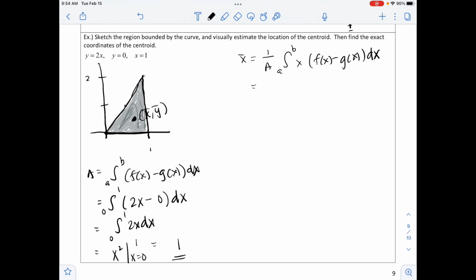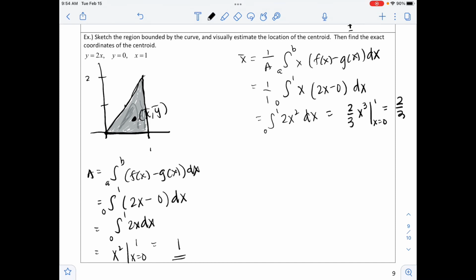So x bar, again, is equal to 1 over A. We just found A to be 1. And then we have the integral from 0 to 1 of x times 2x minus 0. We just did that down below. And simplifying this, we have the integral from 0 to 1 of 2x squared dx. And then integrating this, we get 2 over 3 x to the third, evaluated from x equals 0 to 1. And this is going to work out to being just 2/3. I'm going to underline that just so we keep track of it.